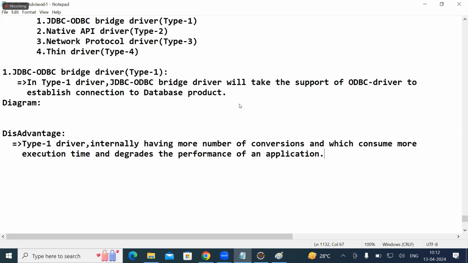Consume more execution time means execution time increases. Wherever the execution time increases, performance will be decreased. The point.